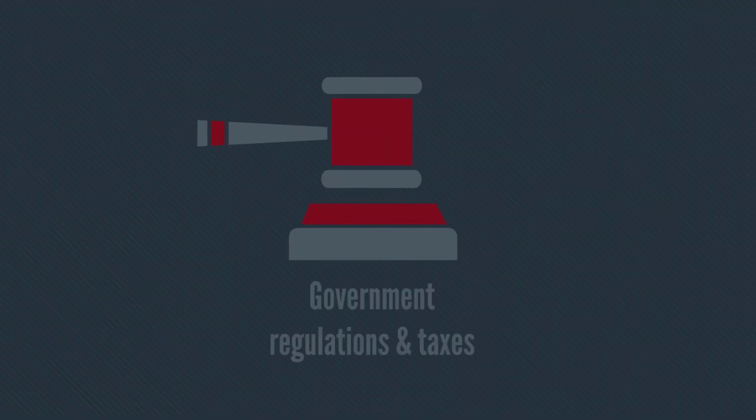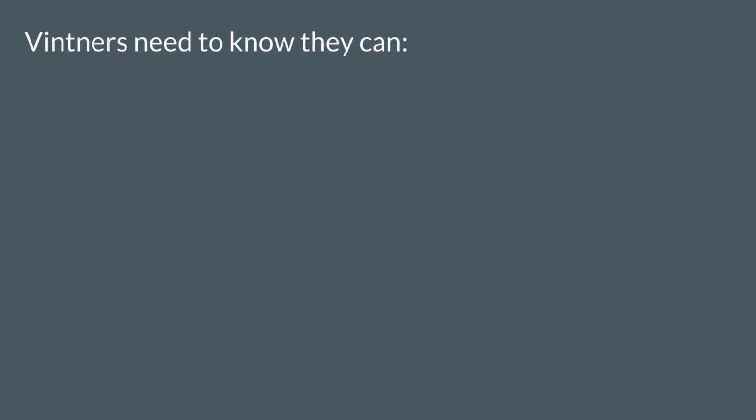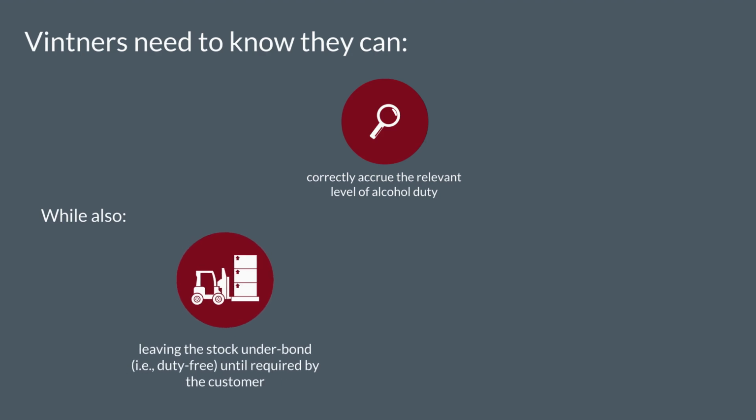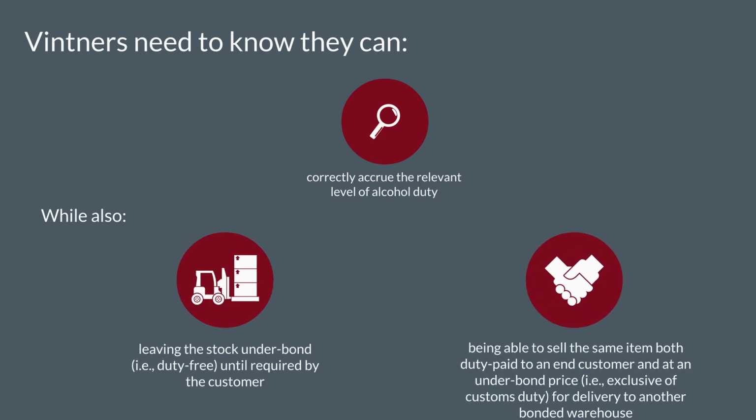An obvious issue of working with alcohol is government regulation and taxation. Vintners need to know that they can correctly accrue the relevant level of alcohol duty, while also leaving the stock under bond until required by a customer, and also being able to sell the same item, both duty paid, to an end customer at the under bond price for delivery to another bonded warehouse.